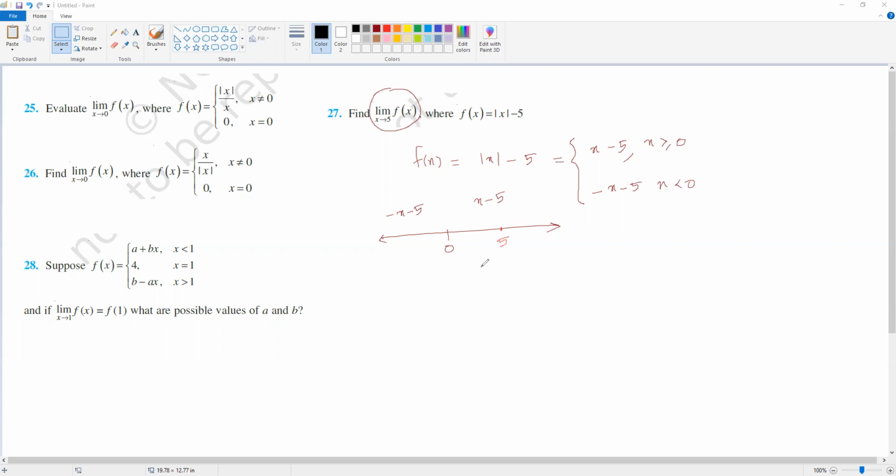Okay, so tell me here, is there any need to find the left hand limit and right hand limit separately? Because we needed the limit of that function as x approaches 5. My question is, is there any need to find the left hand limit and right hand limit separately? No, sir, only right.